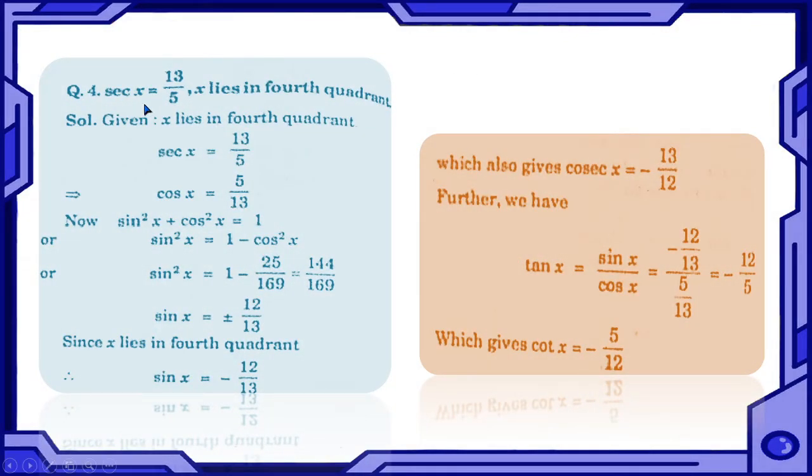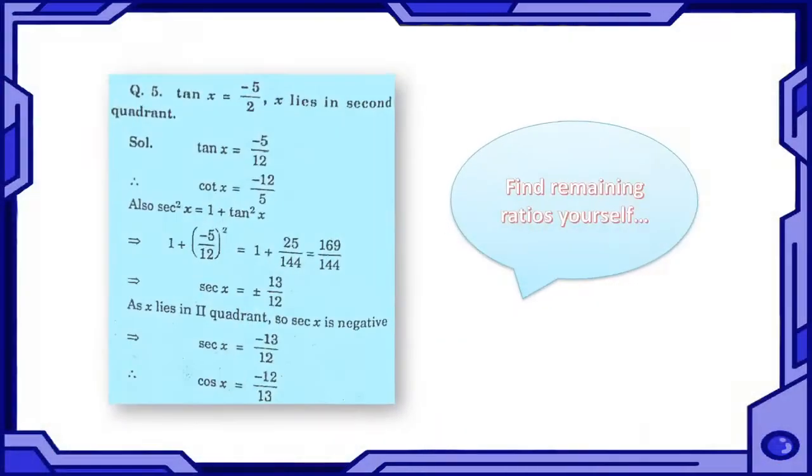Here sec x is given in question number 4 and it is given x lies in fourth quadrant. So sec given, we can find cos by taking the reciprocal. Then use this same identity and calculate sine. It is plus minus again. There is confusion, but it is given x lies in fourth quadrant. In fourth quadrant again sine is negative. So sine is minus 12 by 13. Its reciprocal is cosec. Tan is sine by cos and cot is the reciprocal of tan.